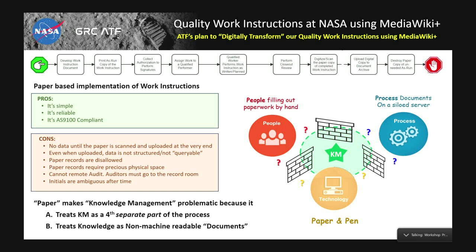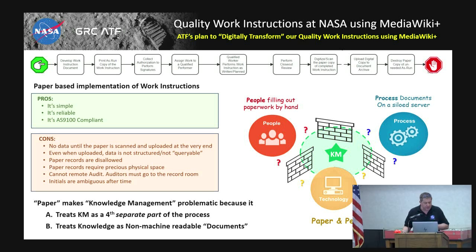However, when we actually go and try to put this into practice, here's what we find. We take our current process, which is simple, reliable, and AS9100 compliant, and what we find is that these three things, the people, processes, and technology, are separated. They're not closely coupled, they don't interact, except in very primitive ways. So the technology is paper and pen, and the process is some document on some document silo, and the people are out in the field filling things out by hand.